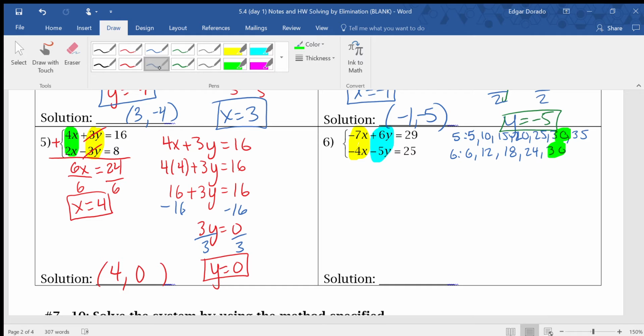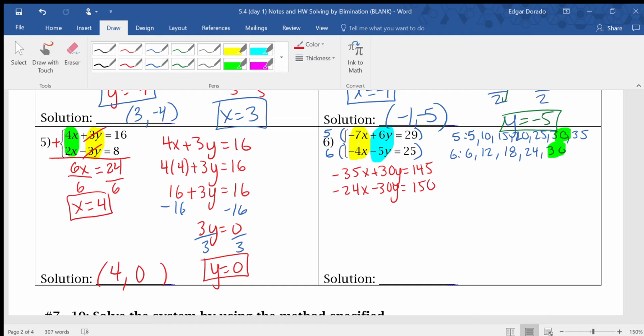So you have to ask yourself now, what do I multiply this top equation by so that 6 times something is 30? Well, that would be a 5. Same thing on the bottom. What times negative 5 equals a negative 30? That would be a positive 6. So let's distribute. That would be 145, if I'm not mistaken. And then that would be negative 24x minus 30y equals 150.